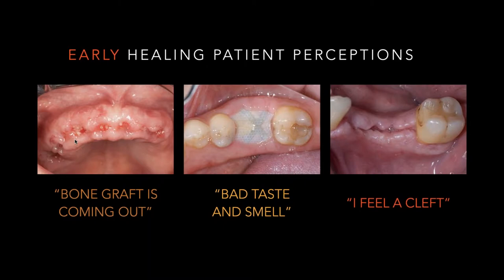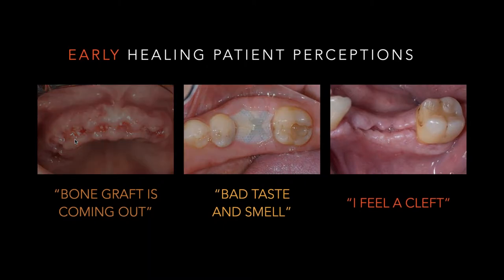When you have large defects and you try to close, if the closure isn't really well done, mattress sutures weren't used well, a lot of times you'll have patients say, oh, I feel a cleft in there. Bone graft will probably do just fine, especially when a resorbable membrane was placed, because that soft tissue underneath is already granulated over and the cleft will eventually smooth itself out.